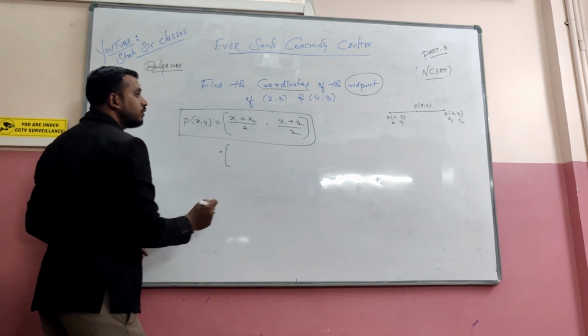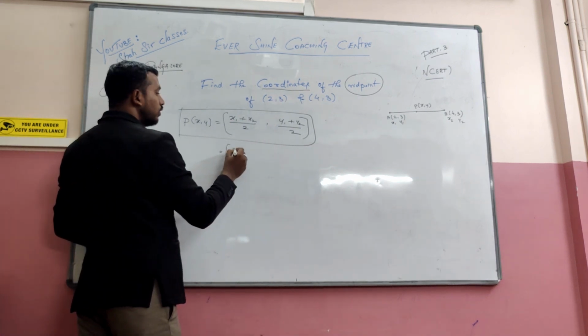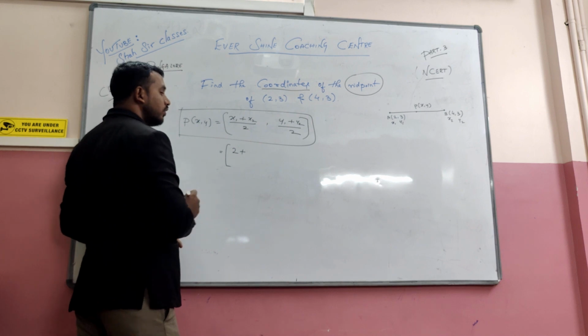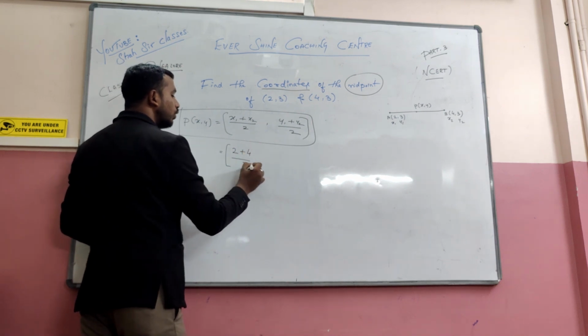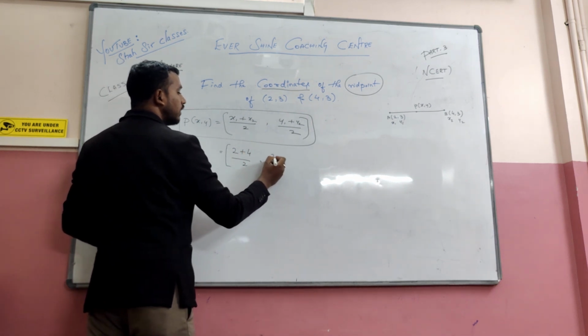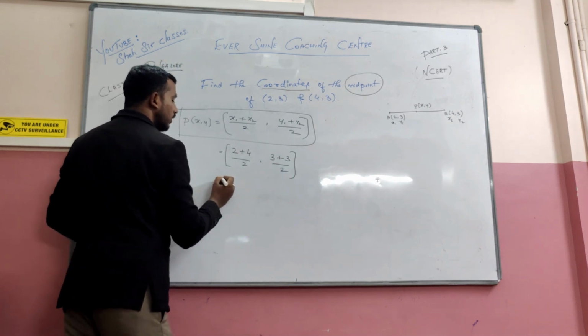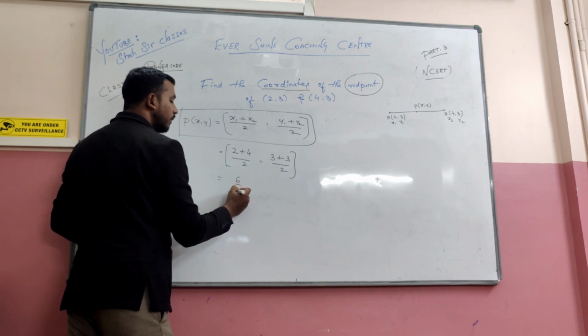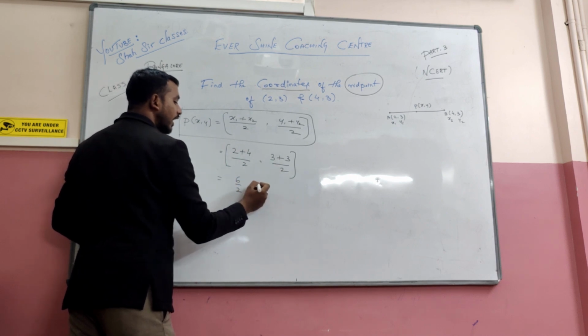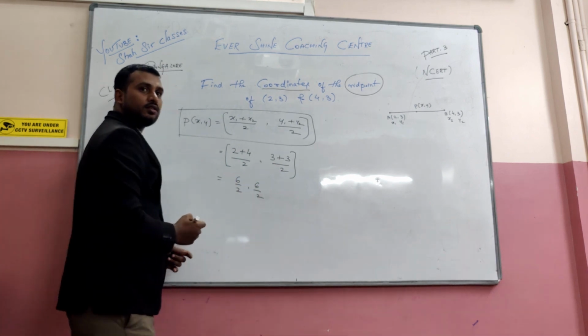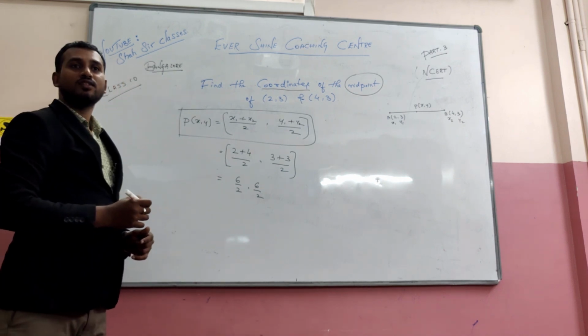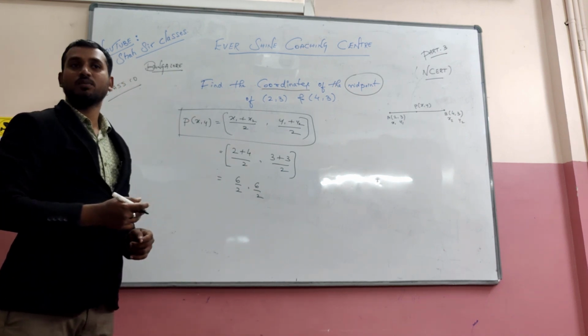So that is x1. What is the value of x1? 2 plus x2, 4, by 2. y1, 3 plus y2, 3, by 2. Then 2 plus 4 is 6 by 2. 3 plus 3 is 6 by 2. Correct? Then 3 plus 3 is how much? 6.